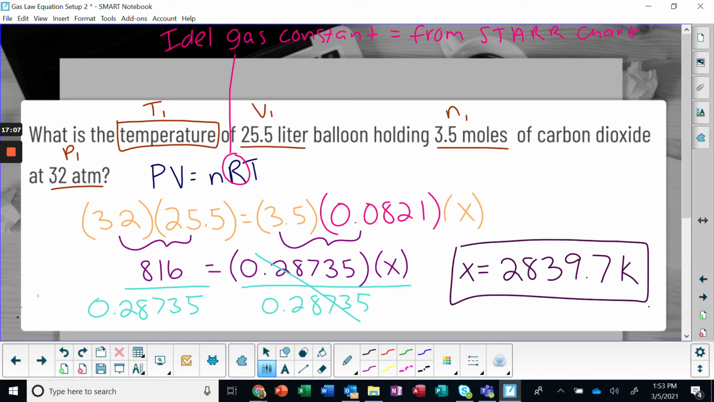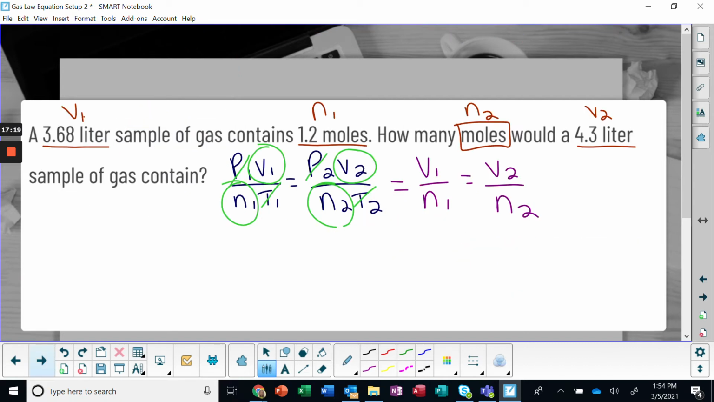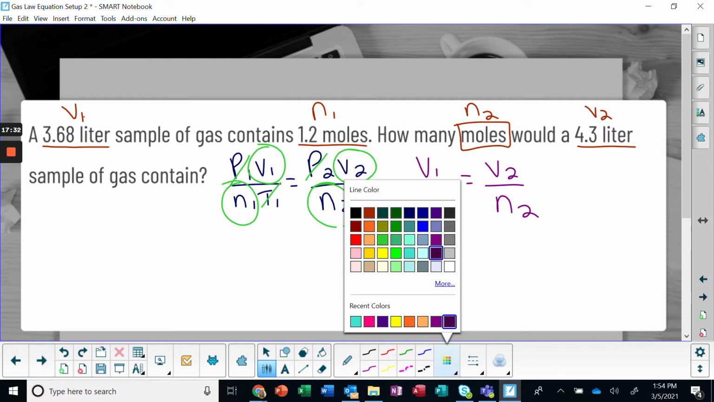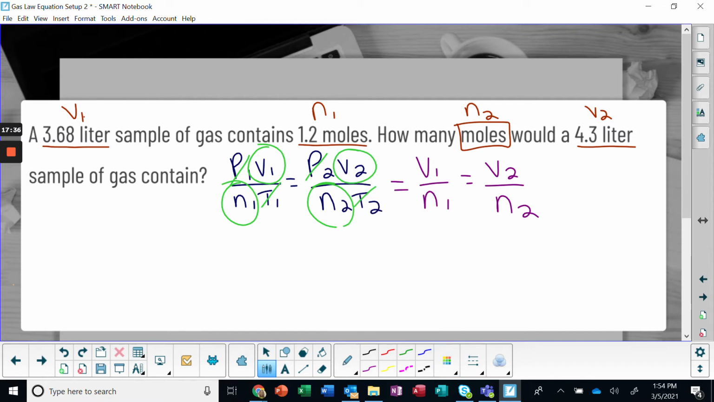We've plugged everything in. Check to make sure all your units match. We're dealing with volume, so make sure it's in liters. Moles, it's the correct unit all the time, as long as it says moles. If it said grams, we'd have to do something different. Alright. So, plug and chug, right?